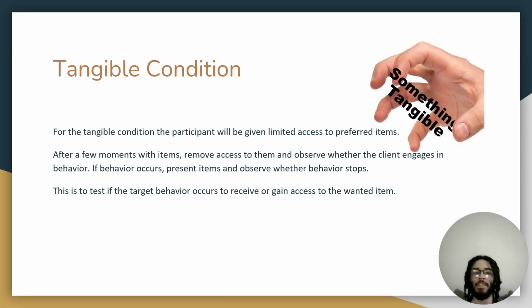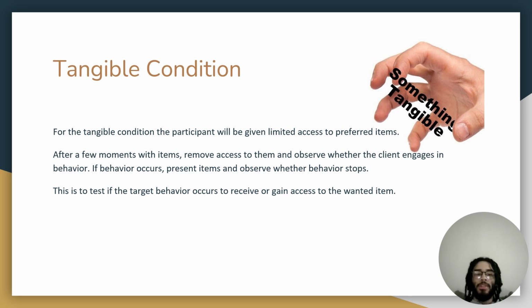The next condition is going to be tangible condition. I say next, but there's no order to this. You can organize it however you like. Anyway, the next condition is going to be the tangible condition. This is going to determine whether the participant is engaging in behavior for access to a tangible item, such as a toy, a food, or anything like that.